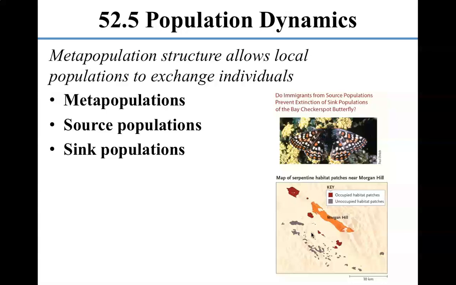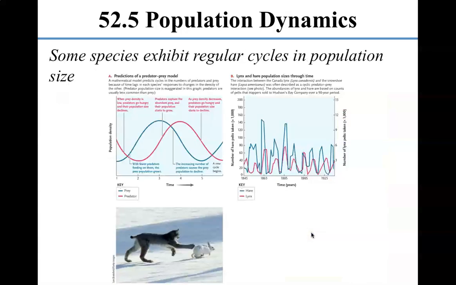We can also label populations as source or sink populations. So a source population is a population that's growing and thriving, and individuals will immigrate away from it. Sink populations are often struggling to survive, and they'll accept immigrants, but oftentimes they're not growing in and of themselves, and they're only thriving because they're receiving immigrants. Some species exhibit regular cycles in population size, so not all species have just a constant population size that doesn't change from year to year. But some species see pretty dramatic fluctuations in their population size.